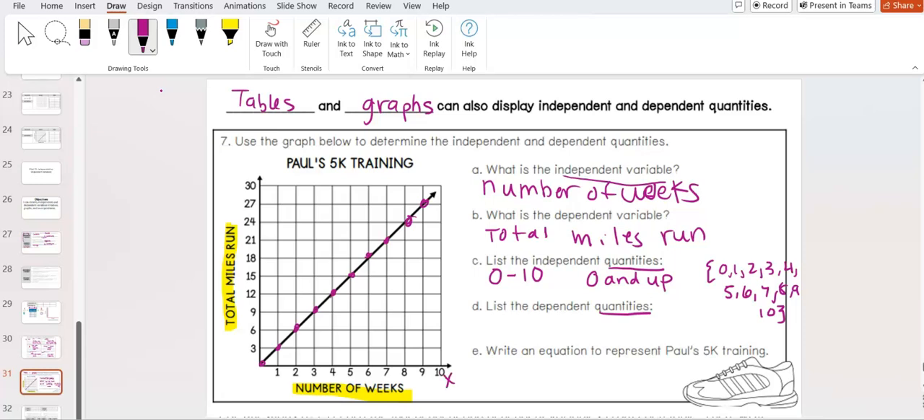Now for dependent variables, we're going to pull those from the y coordinates. We are anywhere between 0 and up, or 0 and 30, or 0 and up. Again, I can skip count and write all the numbers that are on the side here. These are all of our dependent variables.